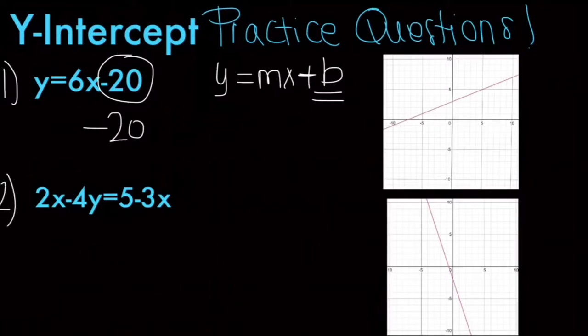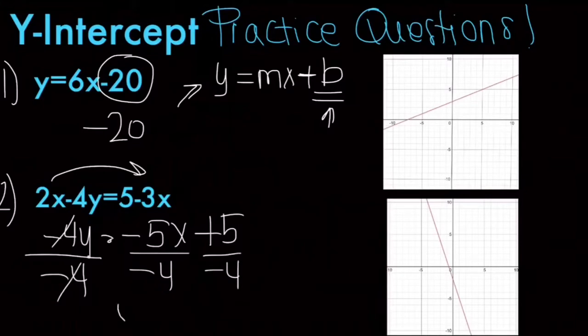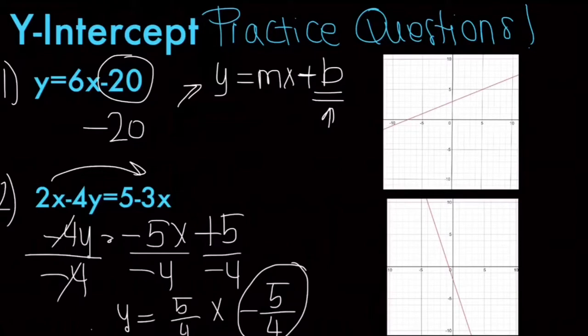In this question, we see that the equation isn't in this form. So we'll just manipulate it to have nothing by y to be able to find the y-intercept. So take this to the other side. -4y equals -5x plus 5. And we're going to divide by -4 everywhere to get y alone. y is equal to 5 over 4 x and -5 over 4. This right here is the y-intercept.